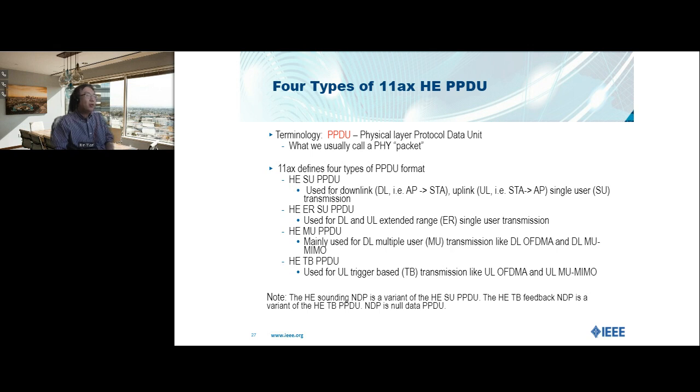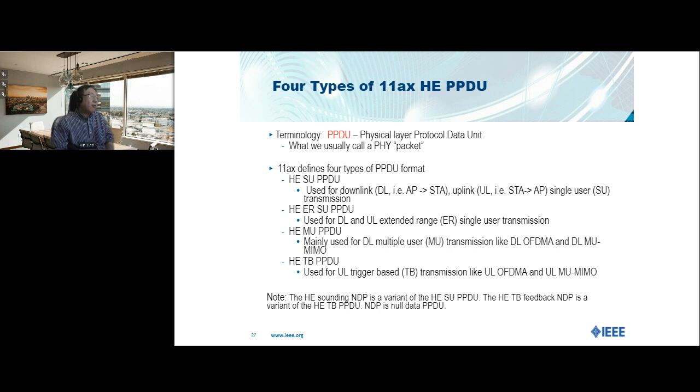But for now, just remember that for uplink, we have multiple stations transmitting. Either using OFDMA or MU-MIMO transmission, you need the AP to schedule it. Otherwise, all the transmissions will be on top of each other and nothing will get through. So we need the AP to schedule it, using something called a trigger frame. Once triggered by the AP, each station will participate in uplink OFDMA and uplink MU-MIMO using the HE trigger-based PPDU.